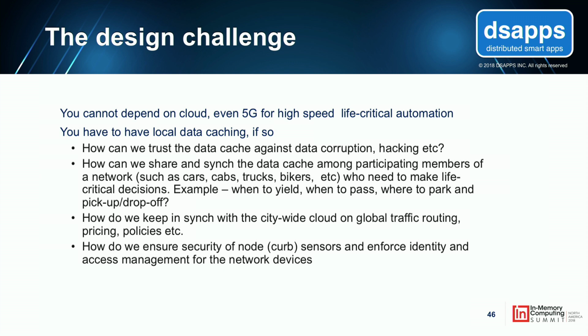So this is where the blockchain technology can prove extremely useful, because now you can have this local cache. You can synchronize among curbs, for example, and you can also synchronize with the cloud. And how do you ensure security of these sensors?